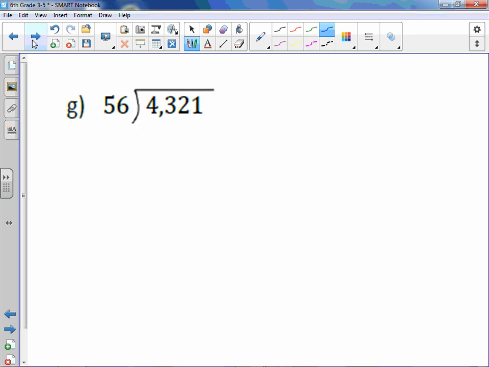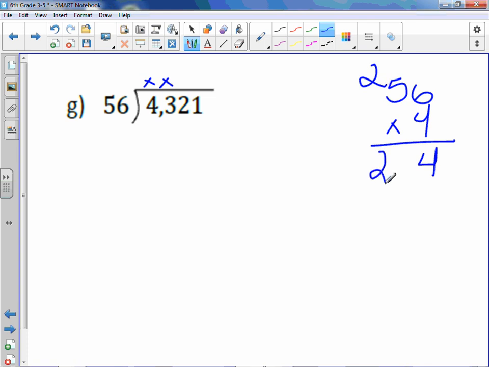Letter G, we can't do 56 into 4 or 43. We have to do it into 432. 56, think 50, and 432, think 400. If I had to guess, I would say either 4 or 5 times. So let's try 4 first. 4 times 6 is 24. 20 plus 2 is 22. Oh, I wasn't thinking 4. It should have been 8-ish. I was thinking 100. 50 into 400 is about 8 times, so let's try 8. See where that takes us.